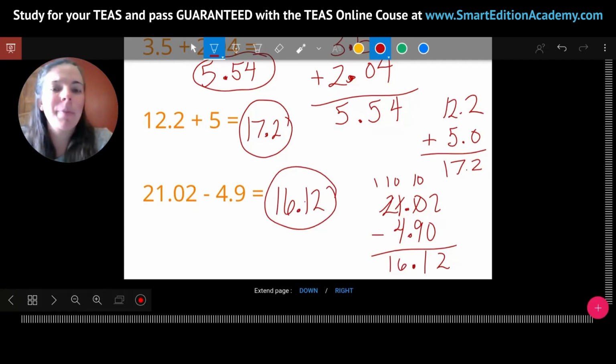Okay. It's really just important if you have to either add or subtract decimals, or if we're just comparing decimals to see what is the greatest or the least, you just have to line up those decimals so you're comparing the same place values.